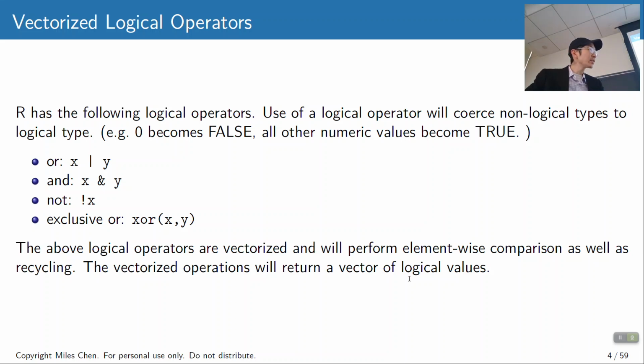We have the standard logical operators: the or, the and, the not, and also the exclusive or. These are what we call vectorized logical operators, meaning if you have vectors of true and false values, it's going to go through the elements in x, compare them element-wise, and give you your true or false values there, okay?